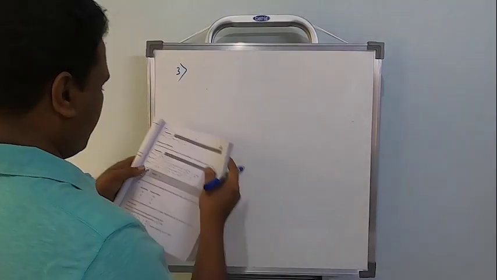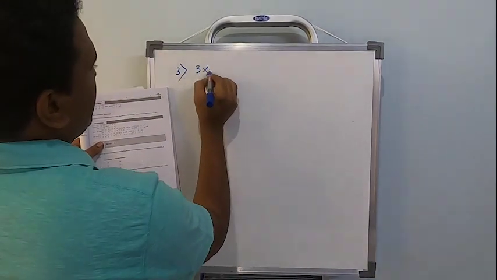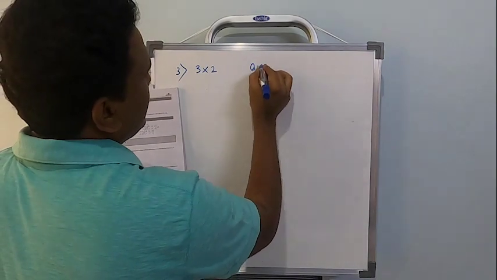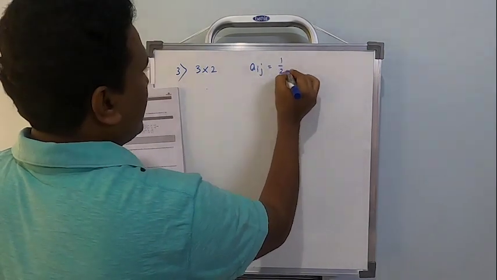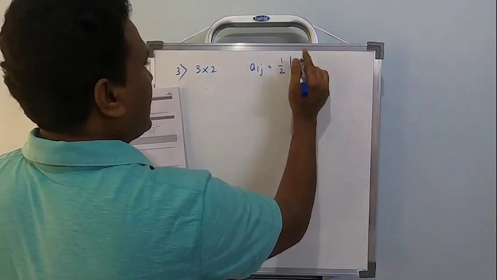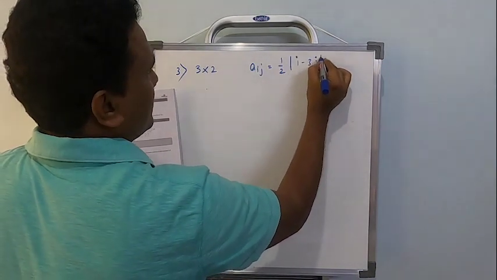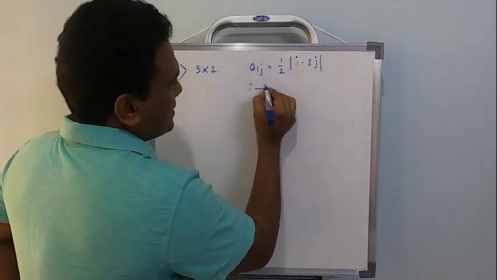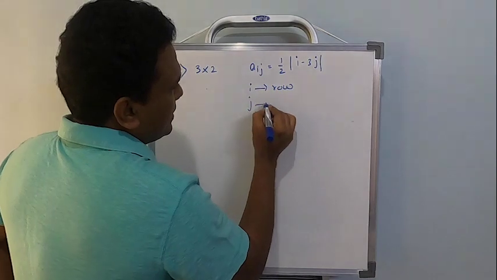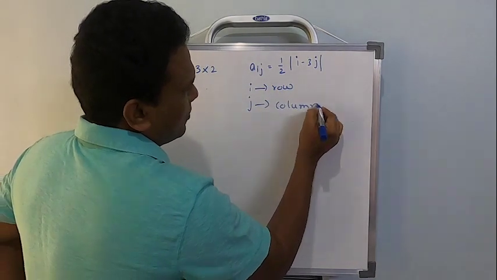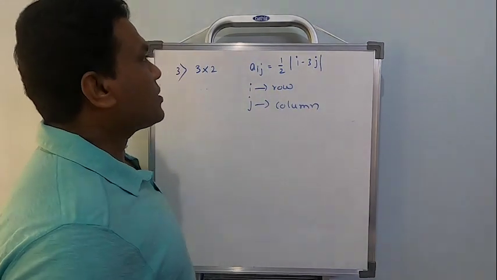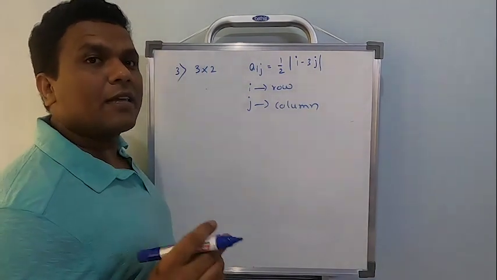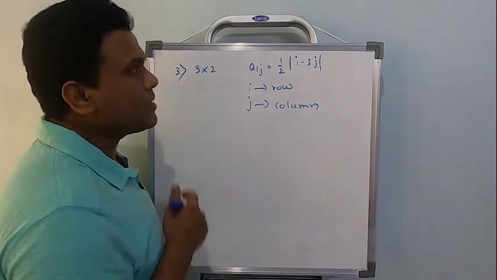In example number 3, I should construct a 3 by 2 matrix whose elements are given by aij equal to 1 by 2 mod of i minus 3j. So remember students, not to worry here. Here i stands for row and j stands for column. Clear? Right. So I should construct a 3 cross 2 matrix, and the elements are given in general like this.